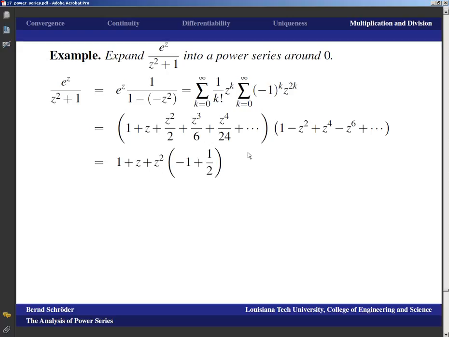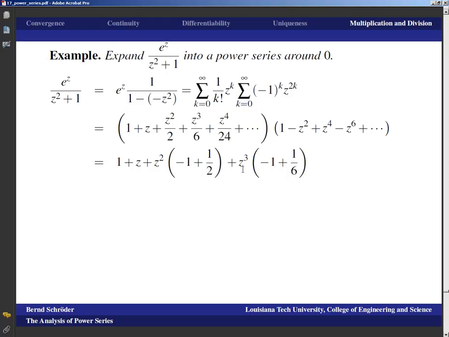Well, that's because we've got 1 times negative z squared giving us the negative 1/2. Z squared over 2 times 1 gives us the 1/2, and any other product will not give us a z squared, so we always look for exponents that add up to 2 in this case.